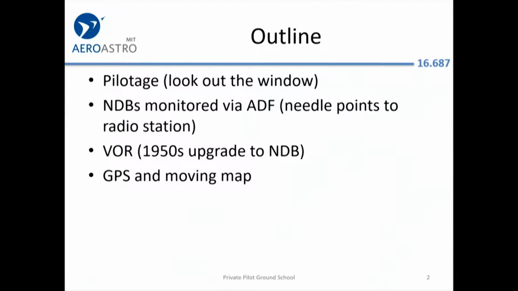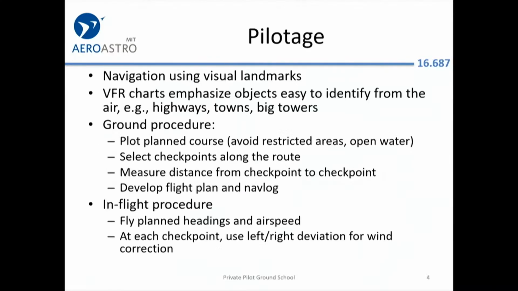We'll talk about the old non-directional beacons, basically homing in on a radio station. In the 1950s, there was something called the VOR that we'll talk about, that lets you figure out exactly your magnetic heading to or from a radio station. And finally, the way that most people get around these days, the GPS and the moving map.